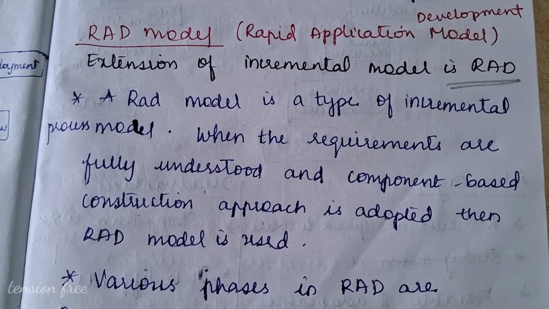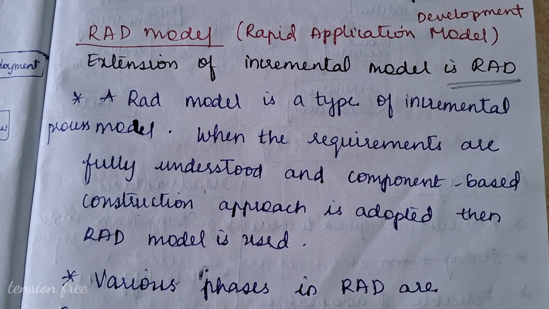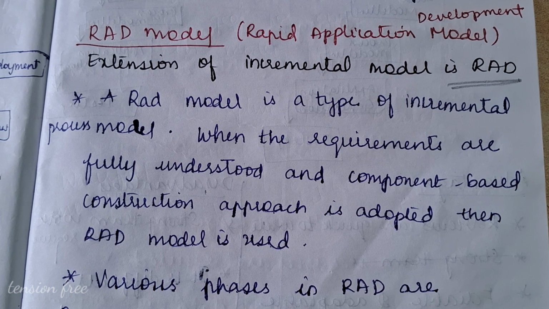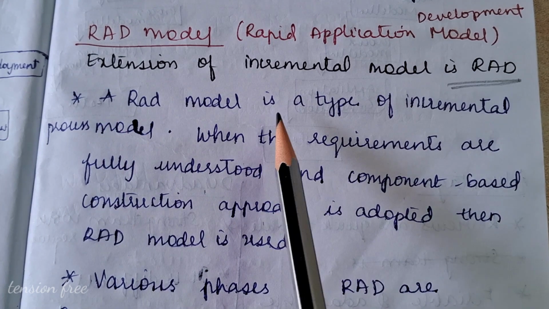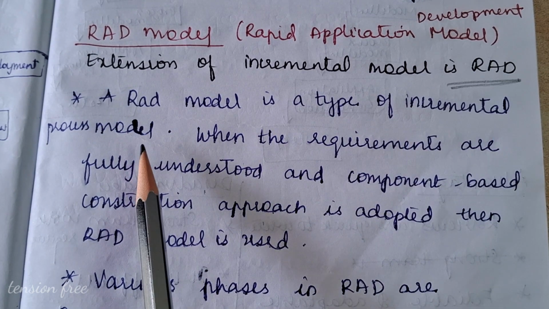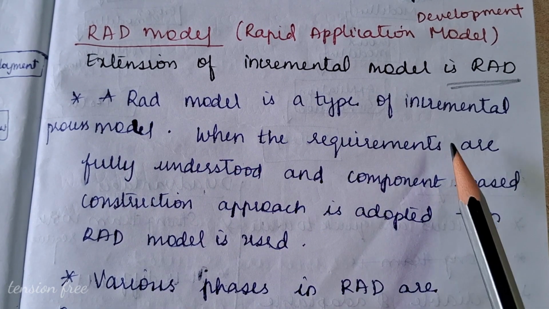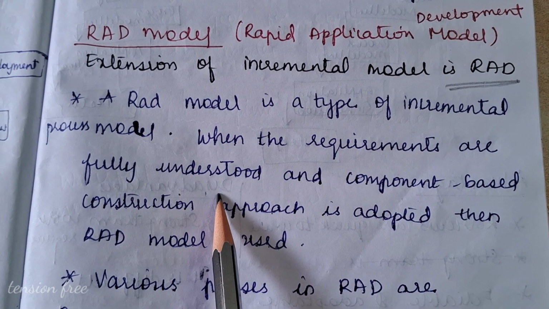In the previous video we saw the incremental model, and we discussed the prescriptive model, which is the combination of the waterfall model, incremental model, and RAD model. Now we're going to discuss the RAD model, the rapid application development model. The RAD model is an extension of the incremental model. It is a type of incremental process model used when the requirements are fully understood.